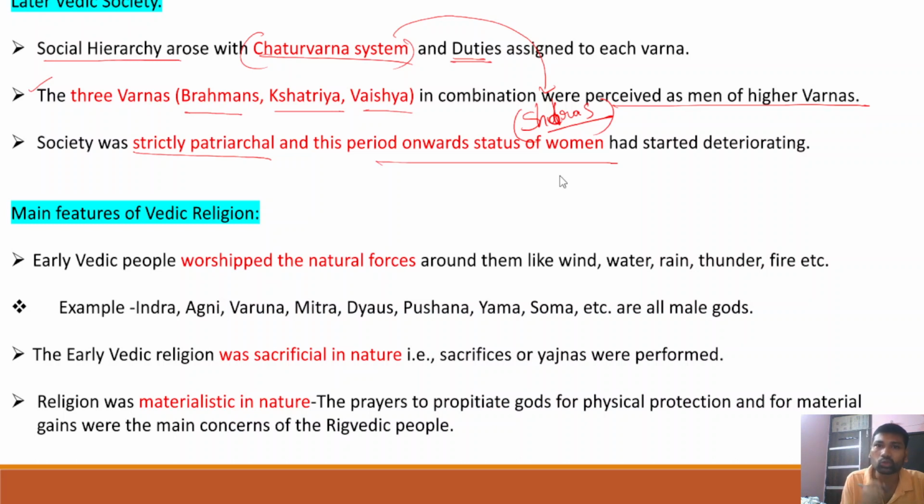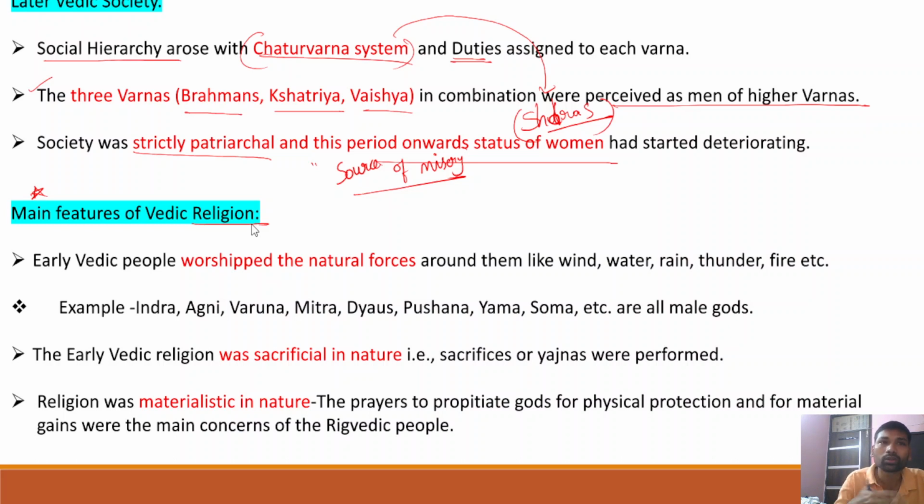For example, in Manusmriti, Manu described woman as a source of misery. Because of all these reasons, the condition and position of women gradually deteriorated. Now, we have discussed society in the Vedic age and later Vedic age. Now, we need to discuss some of the main features of Vedic religion. So, what are the main features of Vedic religion?